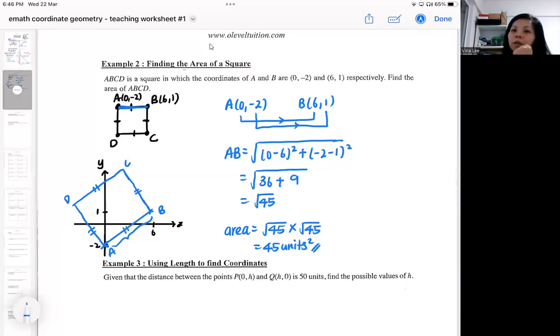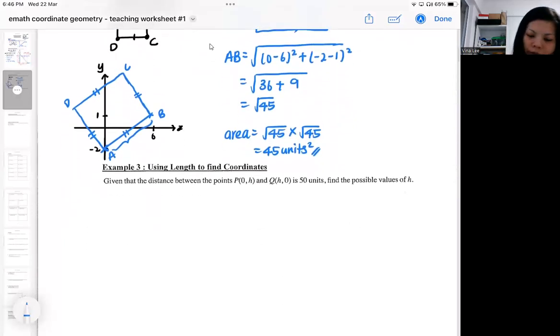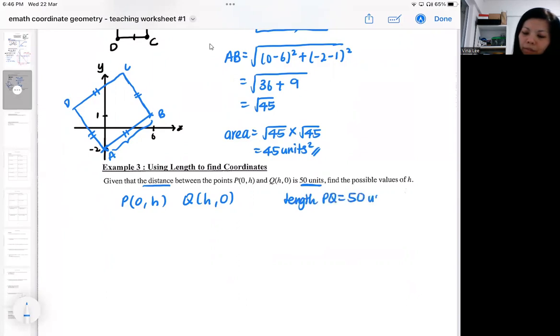So I managed to find the area by applying the length formula. The length formula helped me to find one side of the square. Now, the next one is a reverse. If you look carefully, I've got some unknown coordinates, and the distance is 50 units. That means the length is 50 units, but my coordinate is unknown. So now I know that the length of PQ is 50 units, but I don't know the actual coordinates.